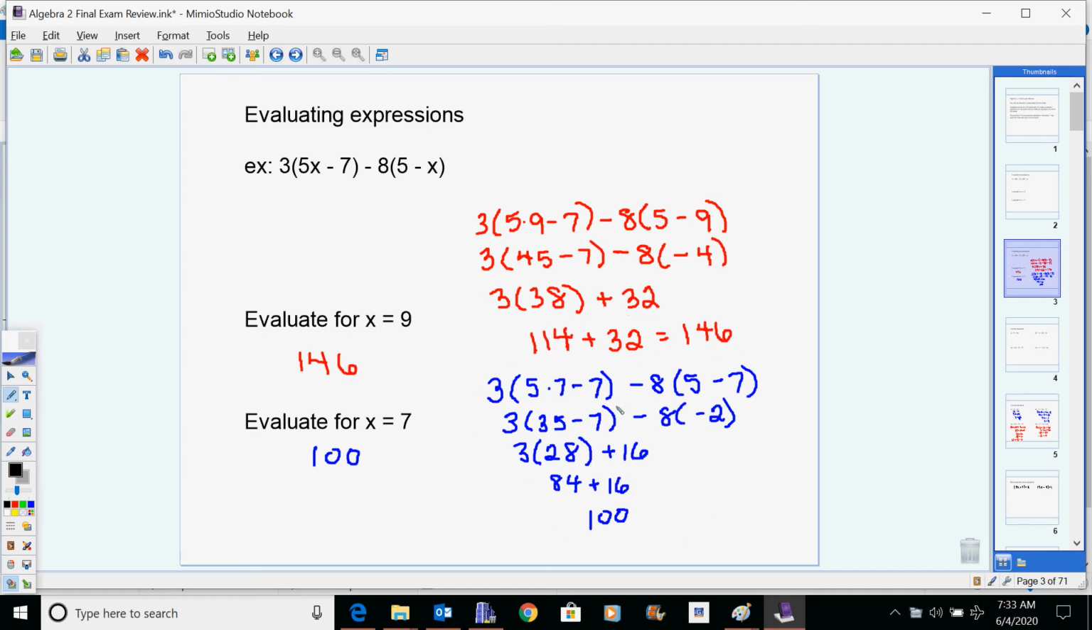I don't think we have to do much here. I don't remember there being much problem with this. But once again, you plug in the number, parentheses first, then look for exponents, none of those, multiplication and division, and then addition and subtraction in order from left to right.